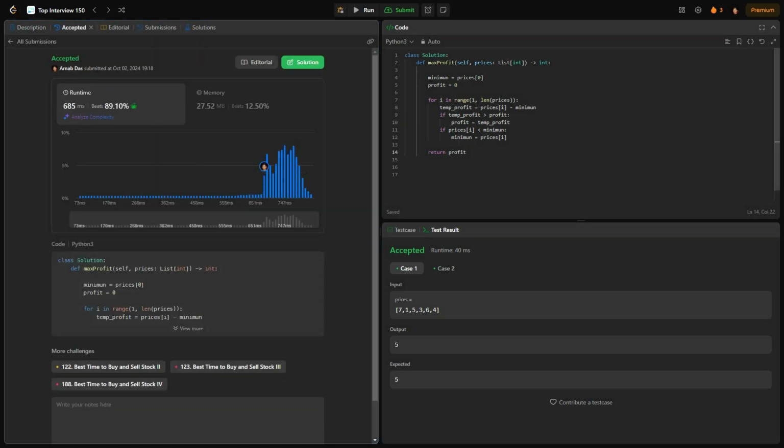All these test cases passed and our code got successfully submitted, and it is showing a runtime of 685 milliseconds, which is beating 89.01% of the submissions. So it's pretty efficient, with just one loop. So our complexity is going to be big O of n.